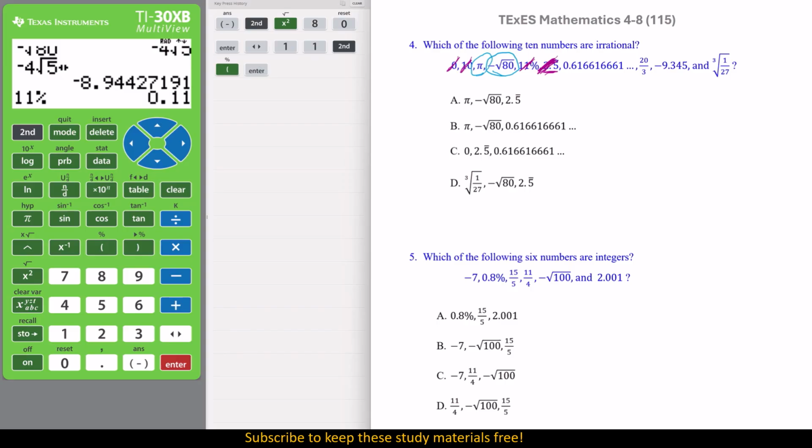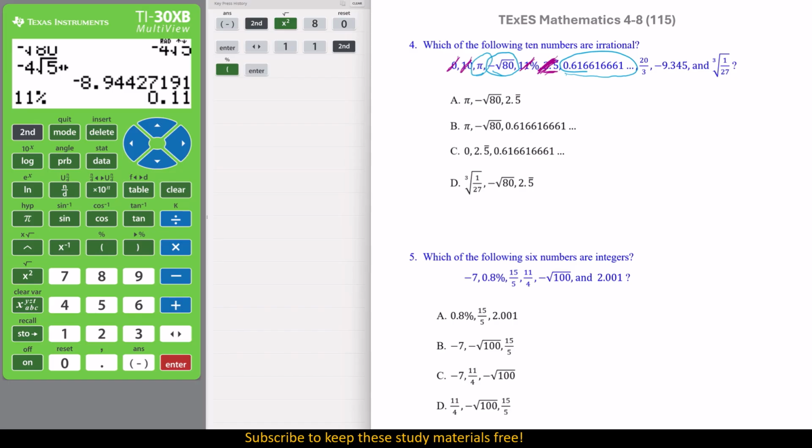Now let's look at this unusual one here. It has 0.61 and then 661 and then 6661. That is a pattern, but it is not a consistent pattern. And because it is not a consistent pattern, we would call that irrational.